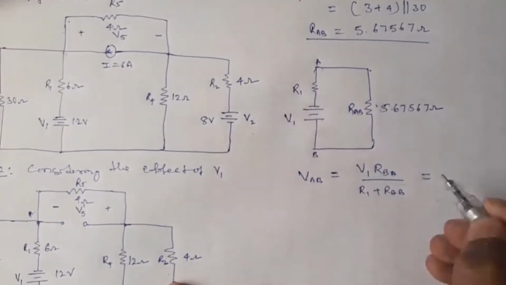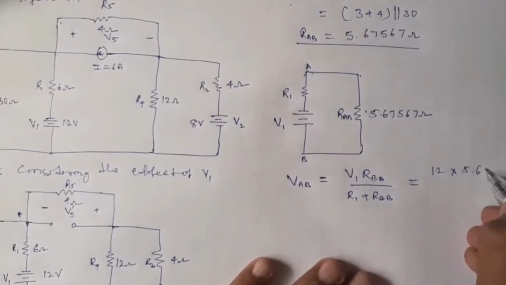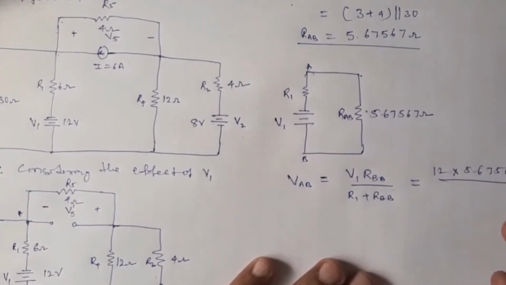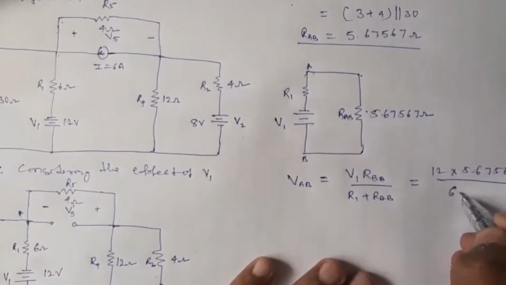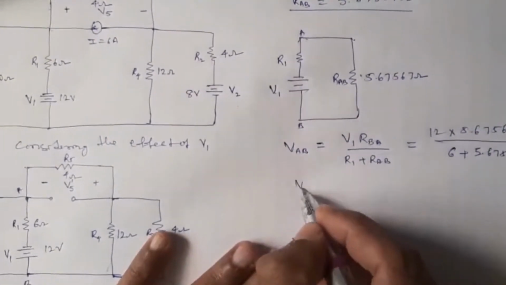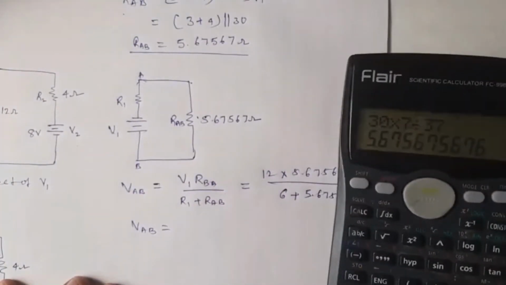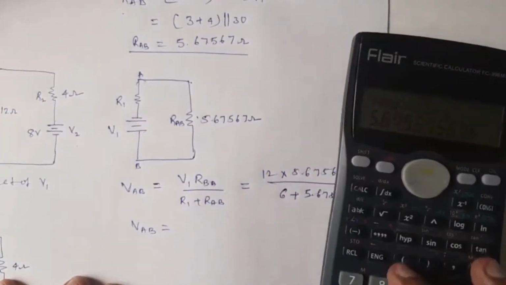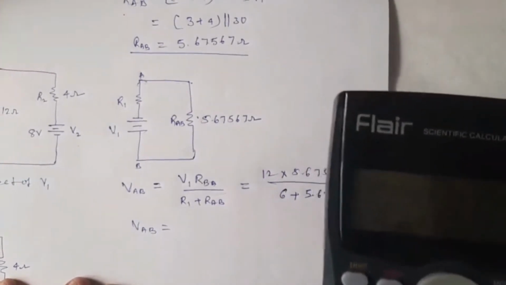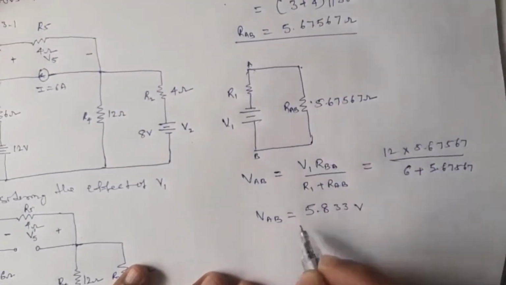If you substitute, it is 12 into 5.67567 divided by 12 plus 5.67567. Now if we calculate this, VAB will be equal to the answer, which is 5.833. So 5.833 volts is our VAB.